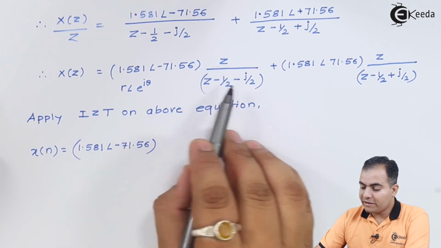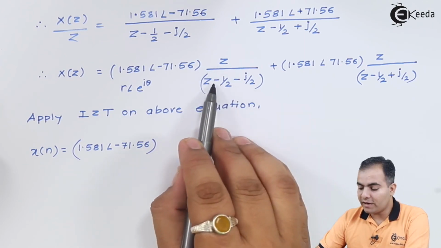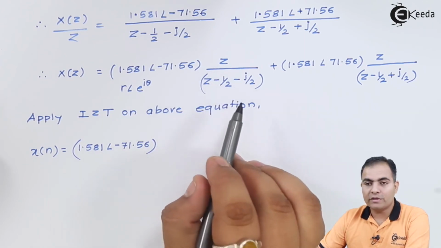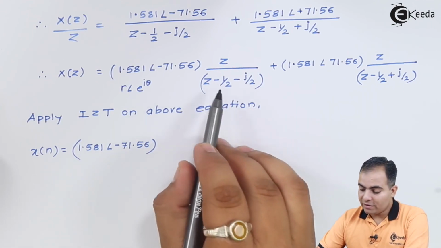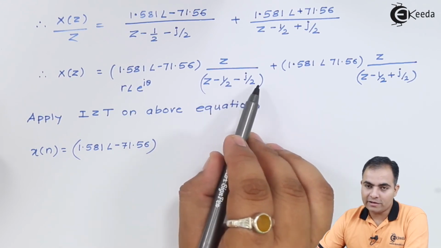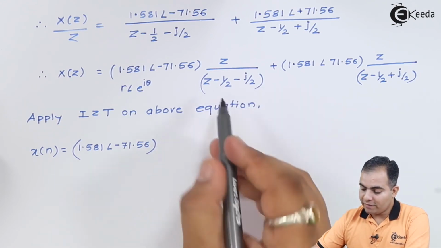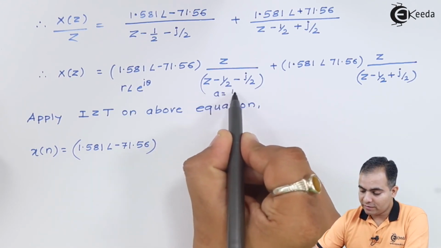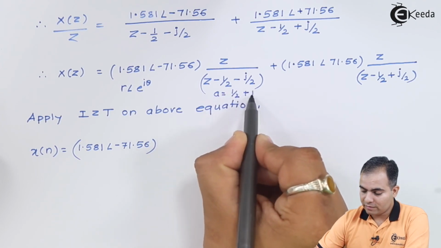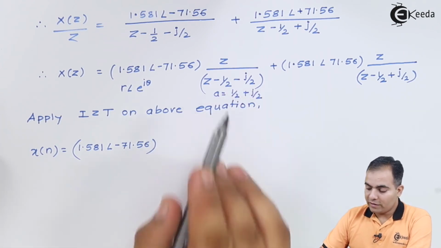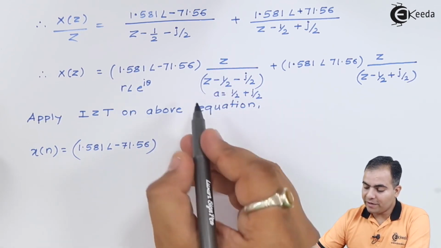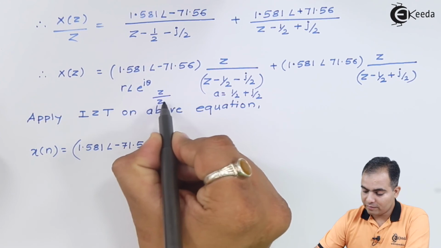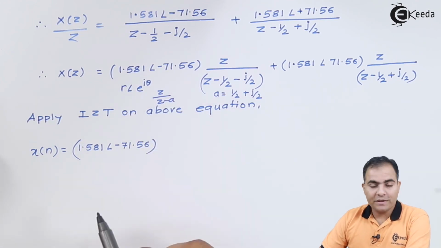Now z upon z minus a, this is the value of a, minus half minus j by 2. This is my a value. Now if I take the minus sign common, then this value will be plus half plus j by 2. So my a value here is plus half plus j by 2. Now z upon z minus a can be represented by a raised to n into u of n.